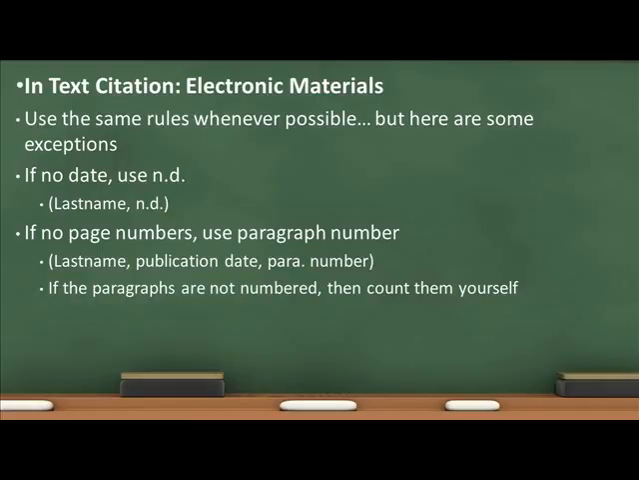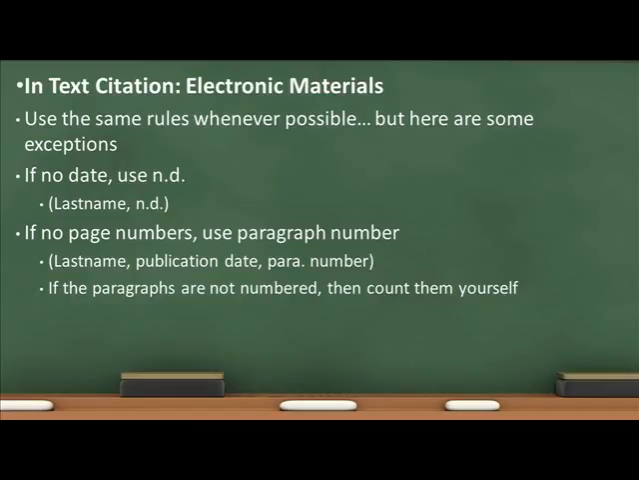There are a few differences when you're using in-text citation for electronic materials. By and large, you want to use the same rules whenever possible, but there will be some exceptions. Oftentimes websites will not have a publication date for specific articles. If that's the case, you would use "no date," or the abbreviation n.d. So as opposed to the date of publication, you would just do n.d.